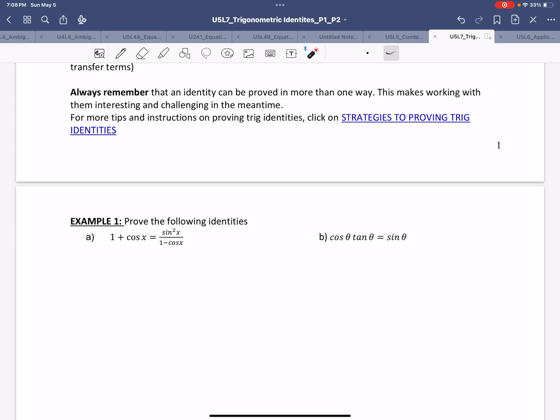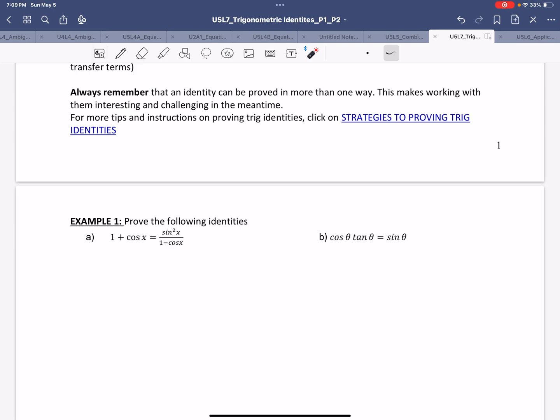And rule number two is to prove the identities, we simplify one of the sides and we make it look like the other. So we can pick either side and make it look like the other, or we can simplify each side separately until we reach a point when the two sides would look identical or the same.